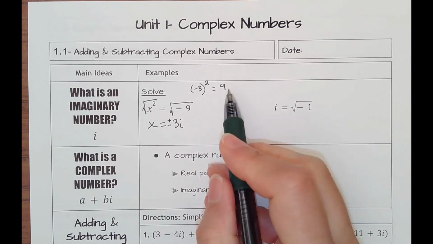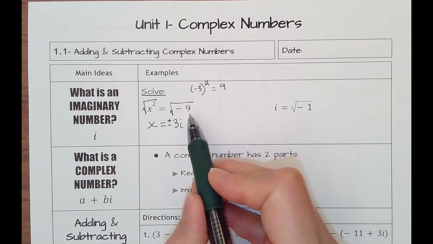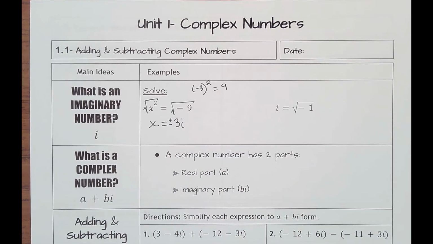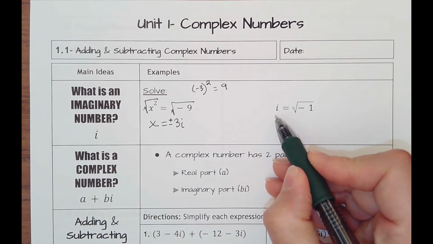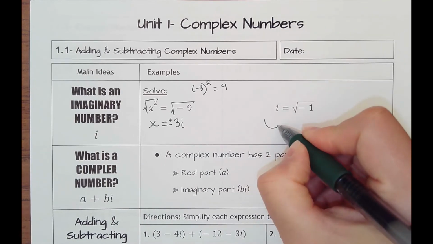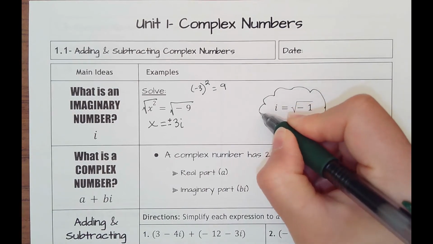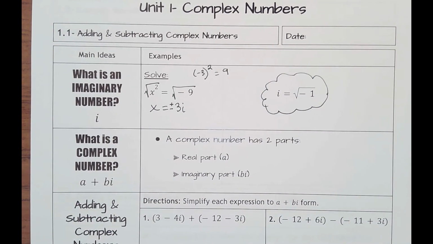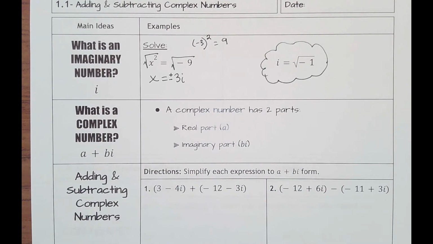There's no possible number that I could plug in for x to make it equal -9. Hence why we have to have i. Okay, so what you need to know is that the definition of i is that it is equal to the square root of -1. So anytime I talk about what is an imaginary number, the square root of -1 is i. So then that brings us to what is a complex number.